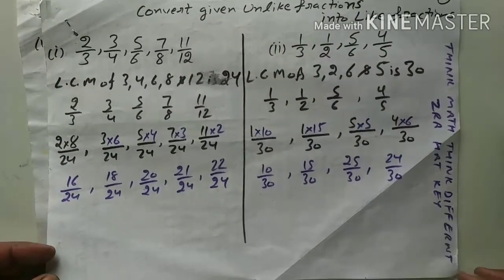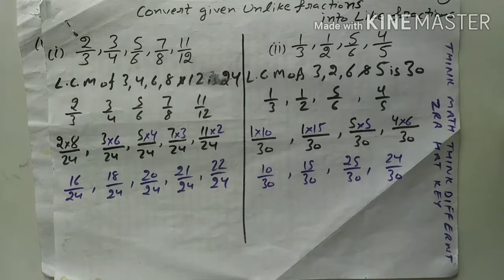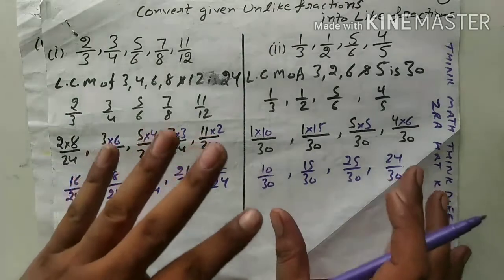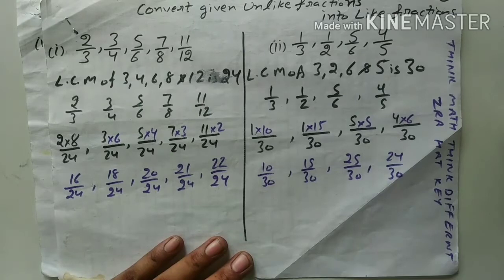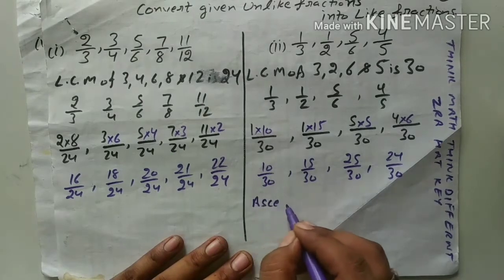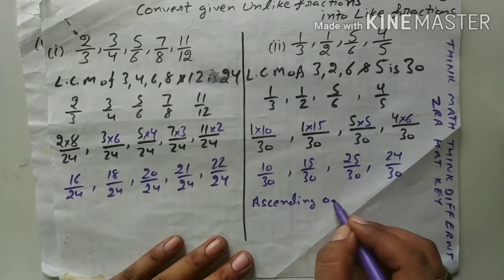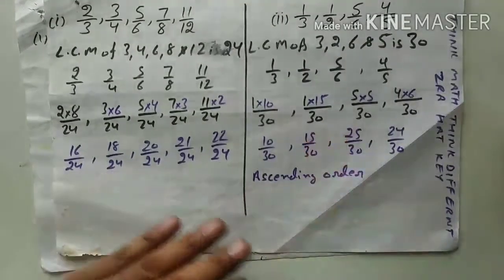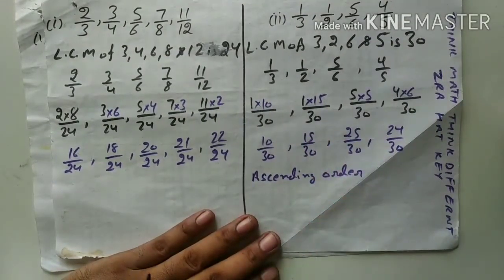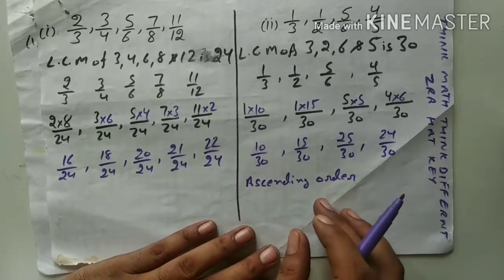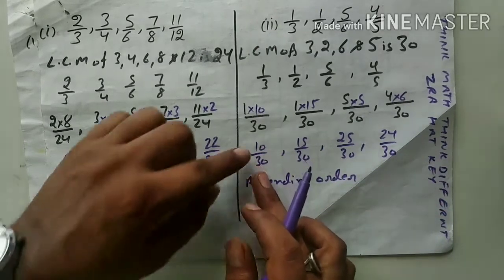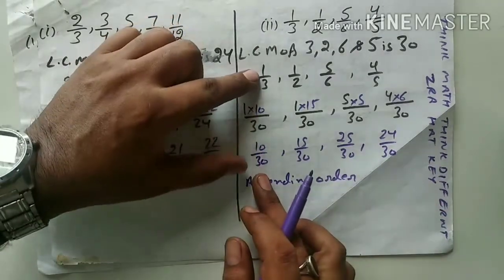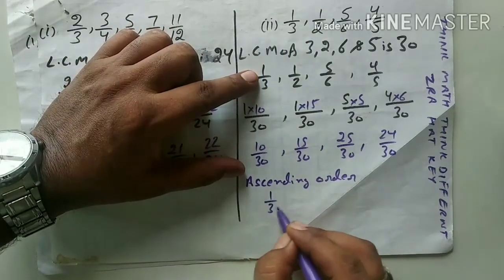Okay, student. Now I will make your concept clear from this sheet also. If you have to write these fractions in ascending order, then how will you write these? Ascending order means we have to write the smallest fraction at the first place. Which one is the smallest here? 10 by 30. And 10 by 30 is 1 by 3. So I will write 1 by 3 at first place.